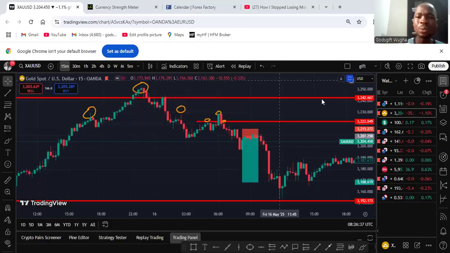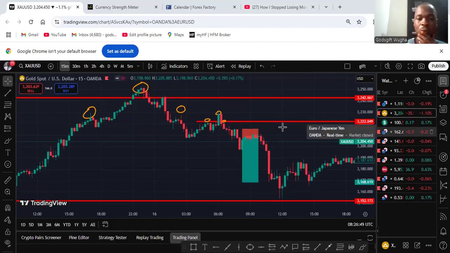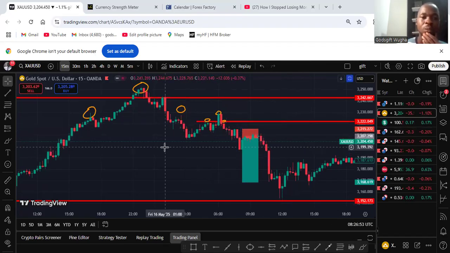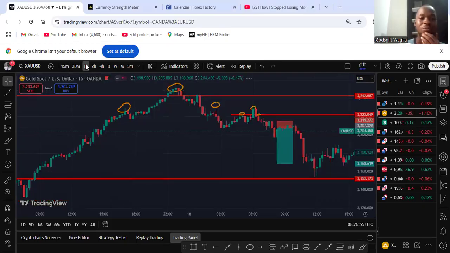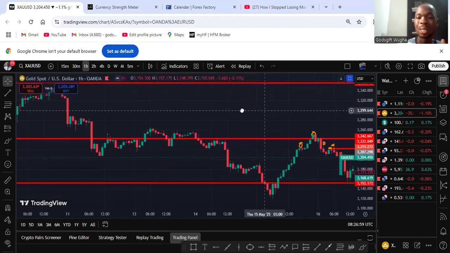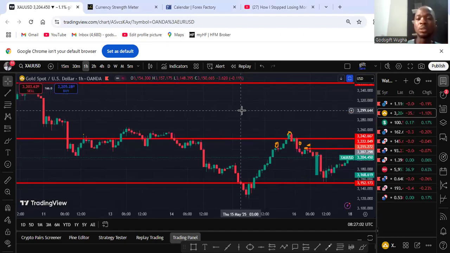So guys, how can you predict reversals and enter the market at the right timing? There's something I'm going to teach you today. So let's move to gold, so that you'll be able to know how to predict reversal, when to know that a support or resistance is going to hold, and the market is going to reverse from that point.